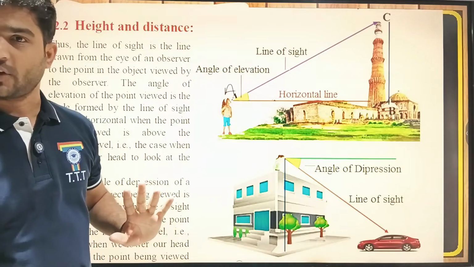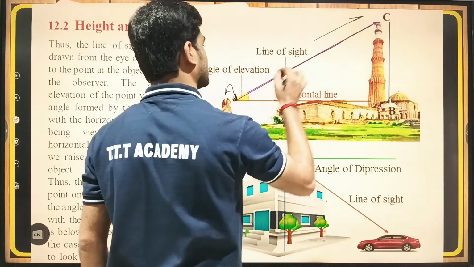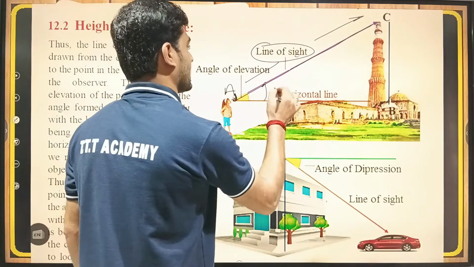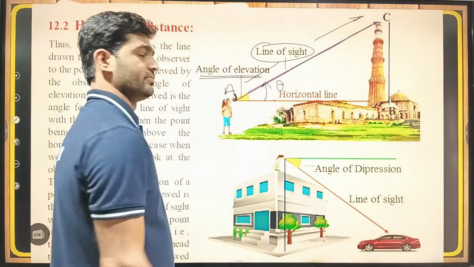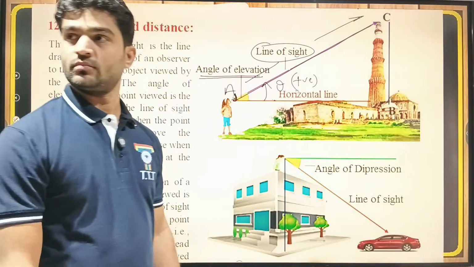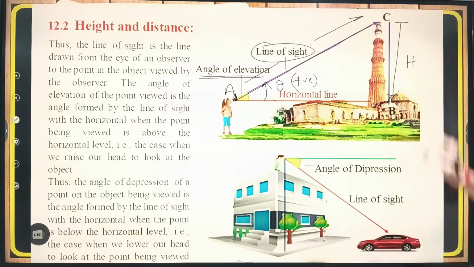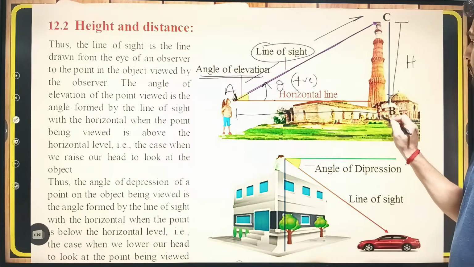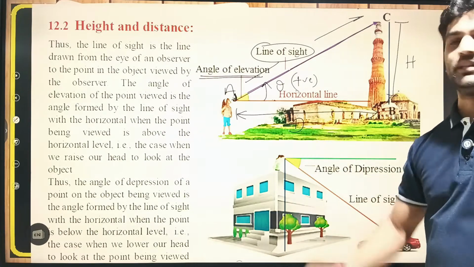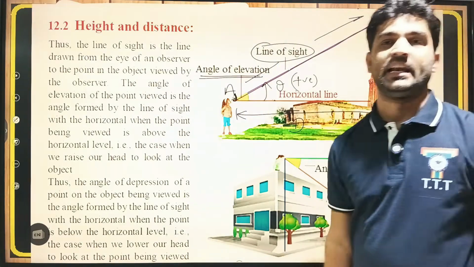If I start observing this point, I get the line of sight. This is called the line of sight, and this is the angle. That angle is called the angle of elevation. This is a positive angle. This is the height, and from this point to the bottom of that tower, you can consider a distance d. If you are observing under a positive angle, that is the angle of elevation.